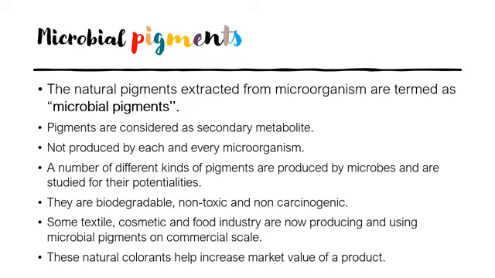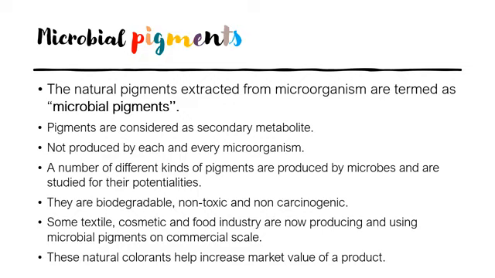So let's start. Microbial pigments are natural pigments which are extracted from microbes and hence are termed microbial pigments. Pigments are considered secondary metabolites. They are not produced by each and every organism. A number of different kinds of pigments are produced by microbes and are studied for their potentialities. Pigments are biodegradable, non-toxic and non-carcinogenic. Some textile, cosmetic and food industries are now producing and using microbial pigments on a commercial scale. These natural colorants help increase the market value of that particular product.